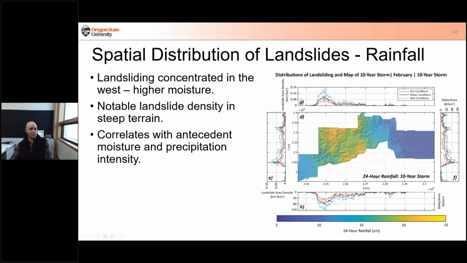And we can look at landslide area density in terms of kilometers squared per kilometer squared, or in terms of slides per square kilometer. And we can see the trends are similar.